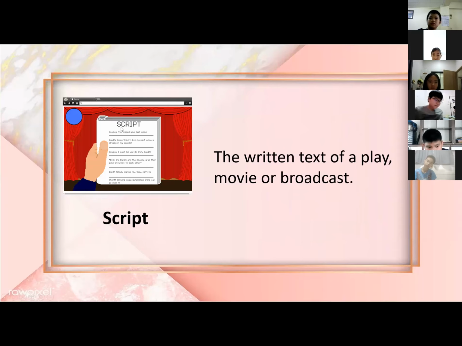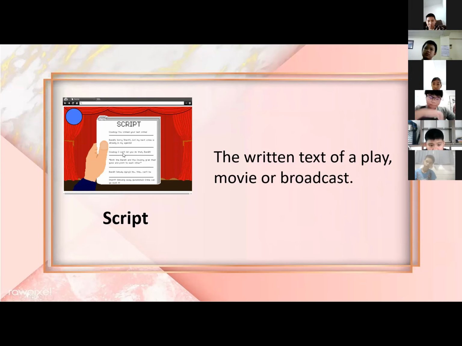Okay, next vocabulary word, we have script. What is a script, Sutida? The written text of a play, movie, or broadcast. Very good. The written text of a play, movie, or broadcast.